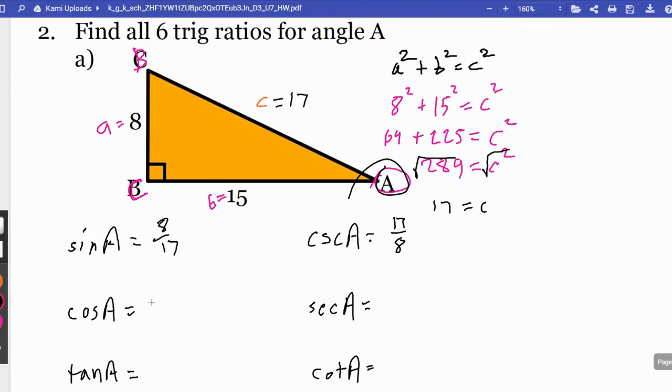Cosine of A is adjacent over hypotenuse, so 15 over 17. Again, 17 is hypotenuse because it's the longest side. 15 is adjacent because it's next to A that's not the hypotenuse. And then secant of A is just the reciprocal.